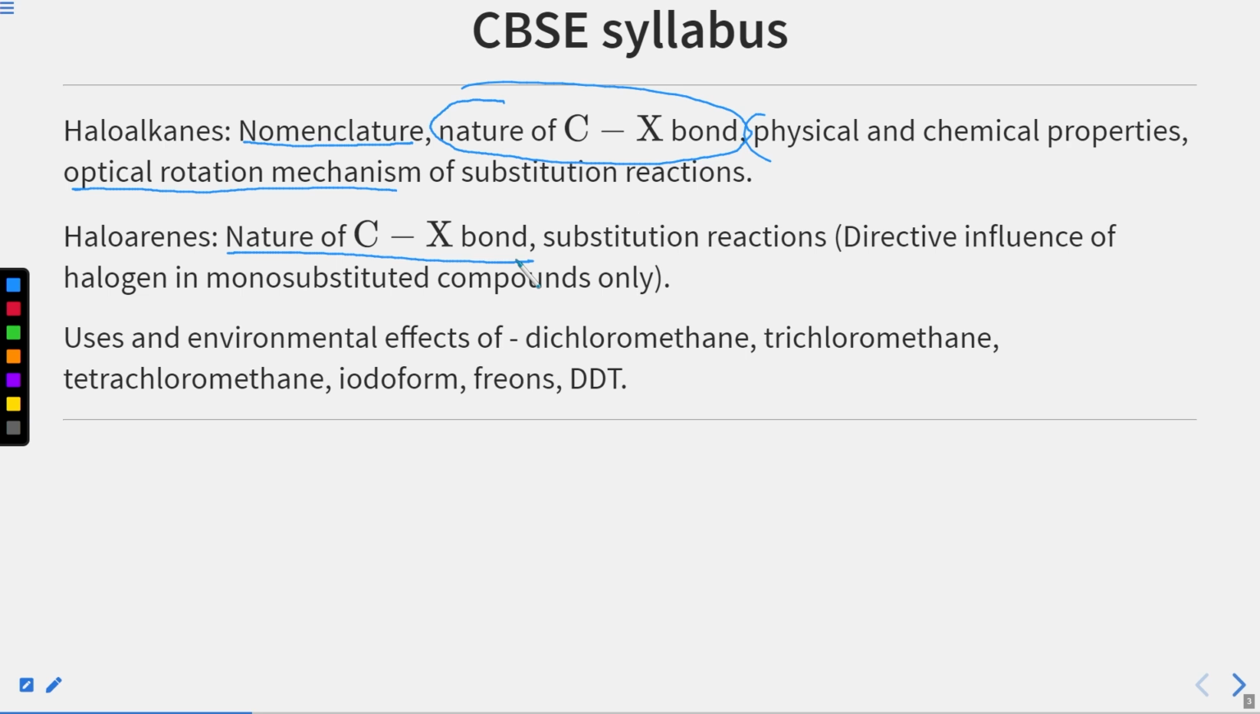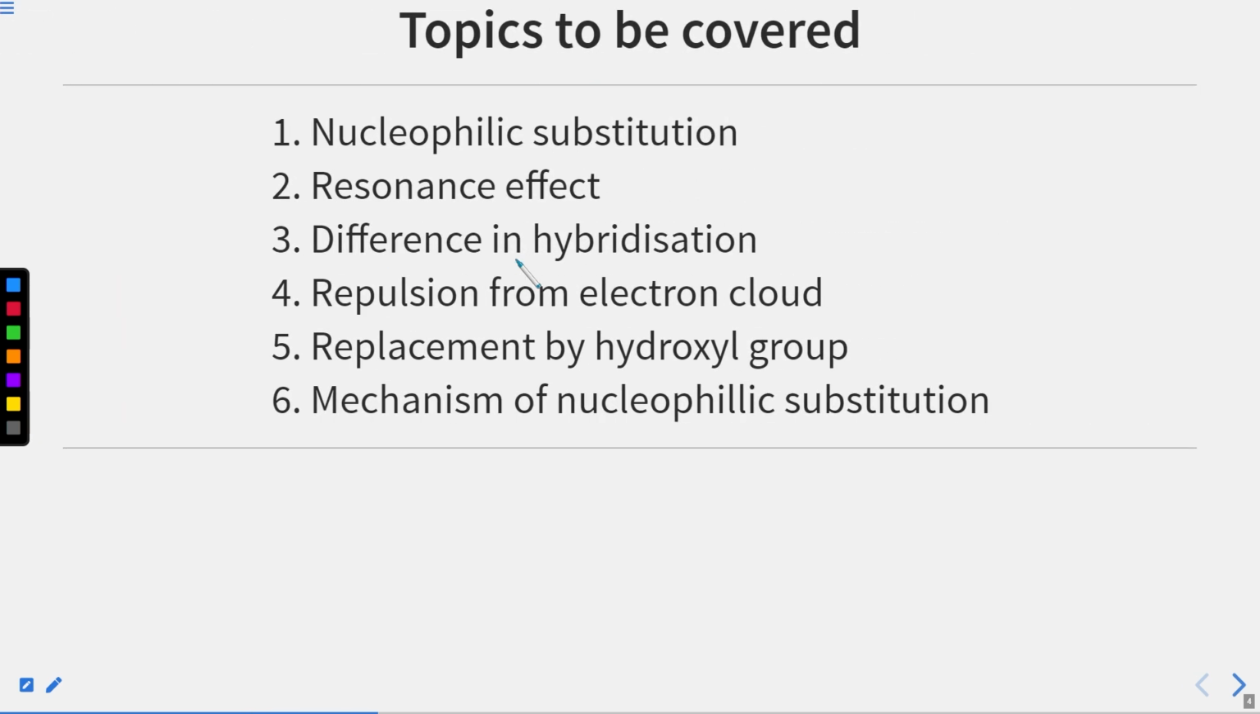Now coming to the topics that we will cover under this chapter. First, we will see what is nucleophilic substitution and what are the reasons haloarenes do not undergo nucleophilic substitution, starting from resonance effect, then difference in hybridization, repulsion from electron clouds. After that, we will see some reactions that are exceptions to these conditions and show nucleophilic substitution. The first one is the replacement by hydroxyl group. And secondly, we will see the mechanism of this nucleophilic substitution, how the haloarene goes under nucleophilic substitution.